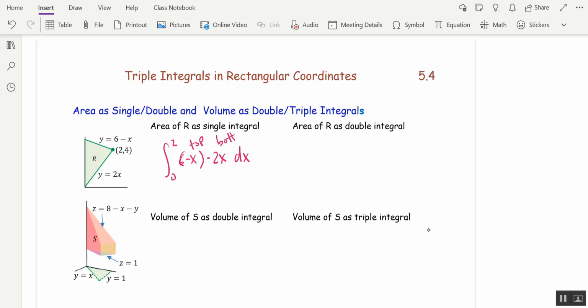And I went from 0 to 2 because those are the values on the x-axis for which I have my region. Okay, to do that as a double integral, we would integrate the function 1, and I'll do it as a dy dx. And our y limits, y starts at the curve 2x, and it ends at 6 minus x. And again, x goes from 0 to 2. Now, if you were to evaluate the first integral in this double integral, you would be right back here.